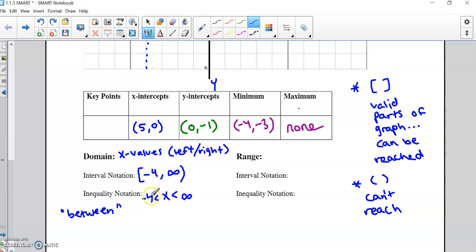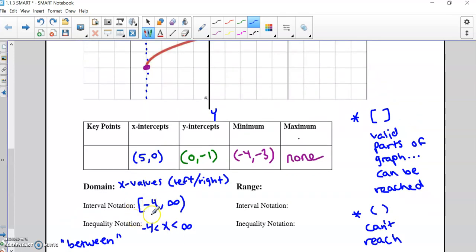One last thing we need to do is, because there's a bracket here, because it's a real point, we know that we can also be equal to -4. So we have to put that bar down here. That represents like half an equal sign. So that tells us that we are allowed to have an x value of -4.